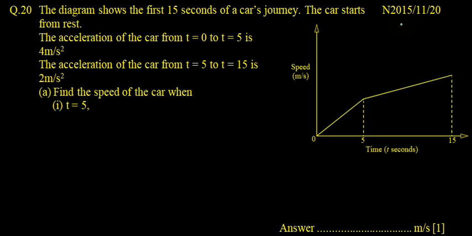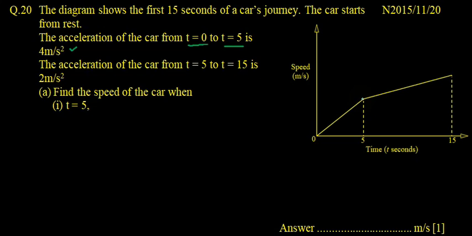Q20 paper 1 variant 1 November 2015. The diagram shows the first 15 seconds of a car journey. The car starts from rest. The acceleration of the car from T0 to T5 is 4 meters per second squared. And the acceleration of the car from T5 to T15 is 2 meters per second squared. Find the speed of the car when T is equal to 5.